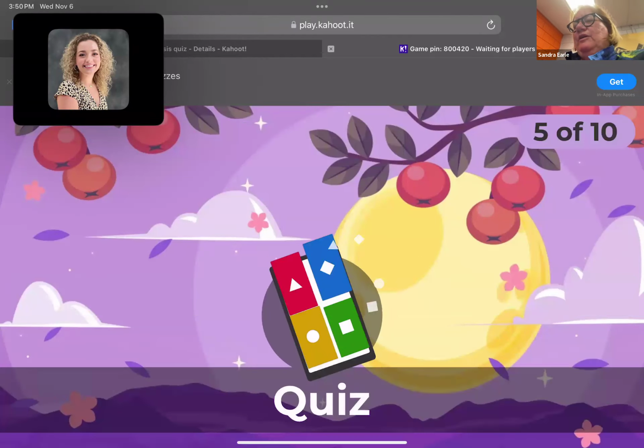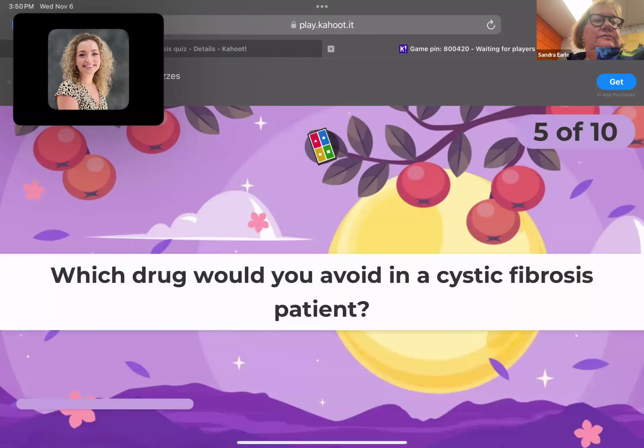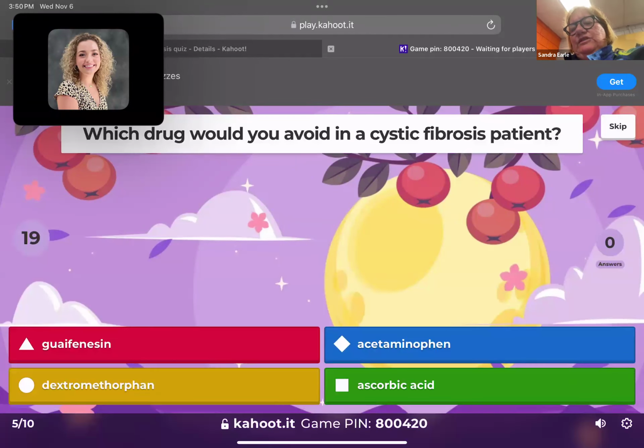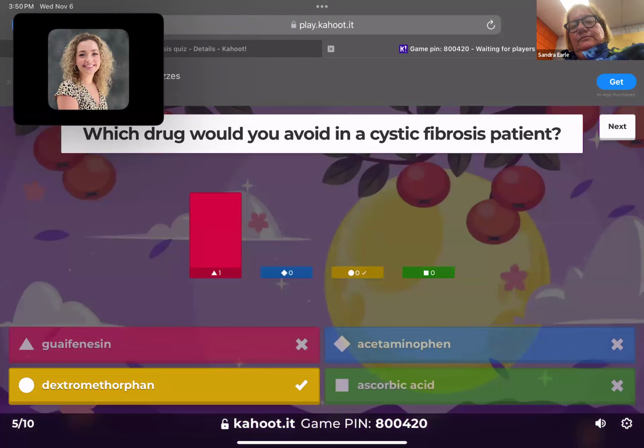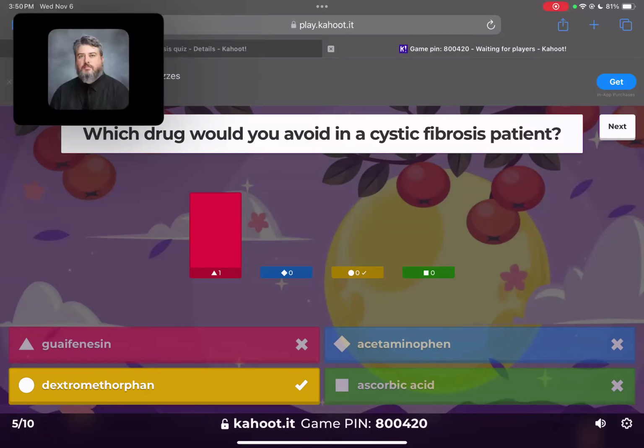Tom, you're knocking it out of the park there. Which drug would you avoid in a cystic fibrosis patient? Guaifenesin is actually okay, Tom, because that's just, yeah, I realized that after I said it. Right, it thins out the secretions to help them cough it out, but you don't want to suppress the cough. Correct. The cough is what we need to help the patient get rid of that gunk. Good.